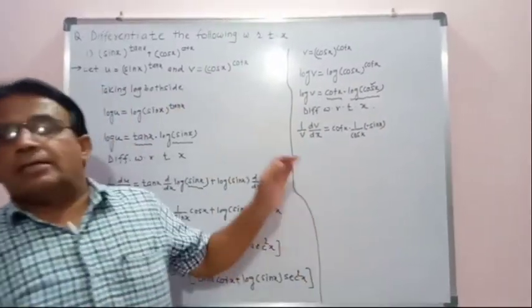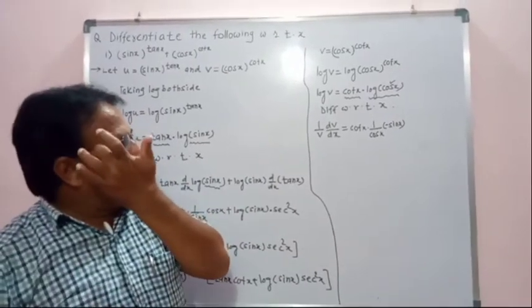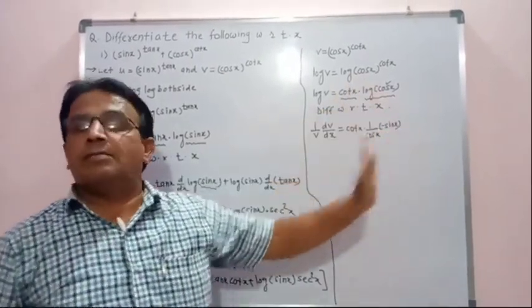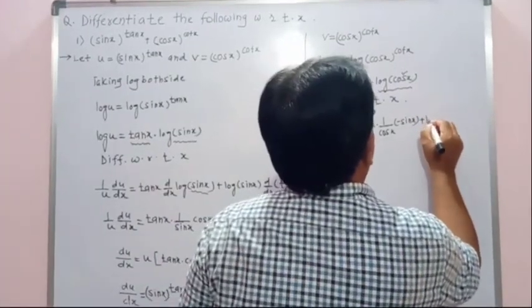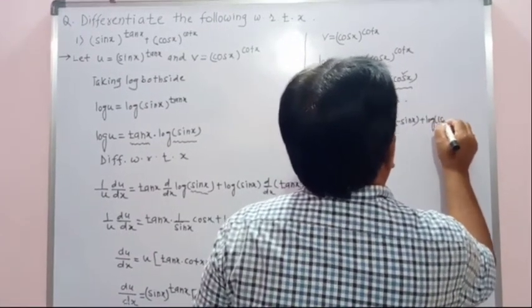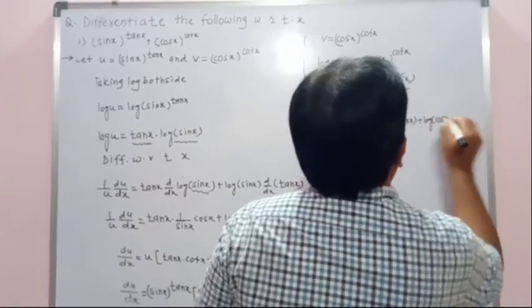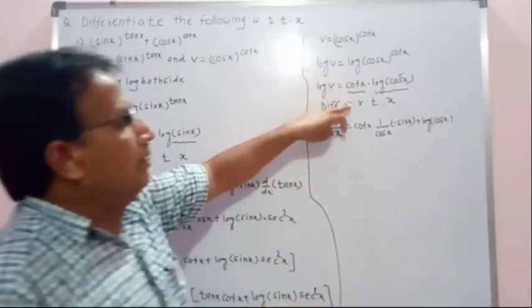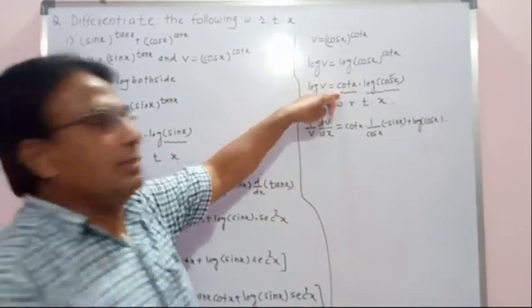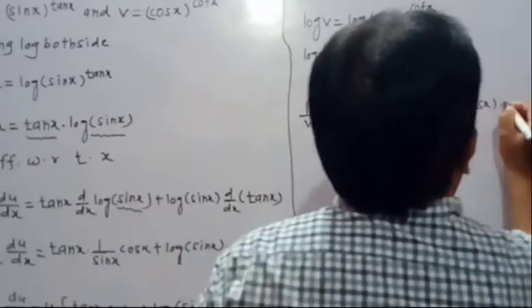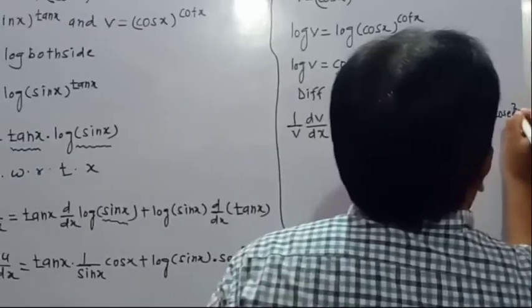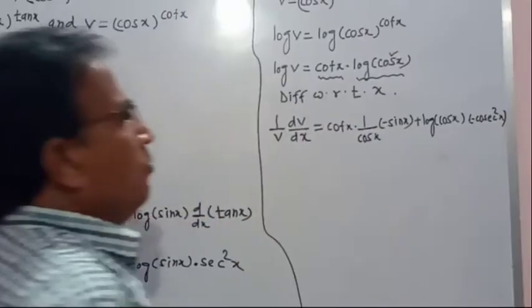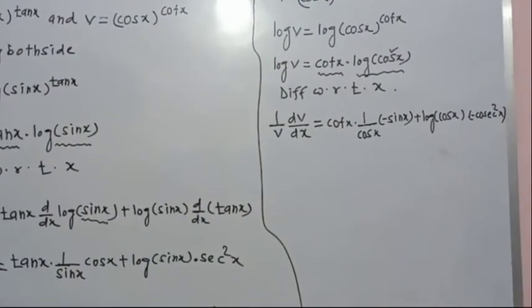Firstly, we write the derivative of log cos x is 1 by cos x, the derivative of cos x is minus sin x, plus second function as it is, log cos x as it is, into derivative of first function. The derivative of first function cot x is minus cosec square x.